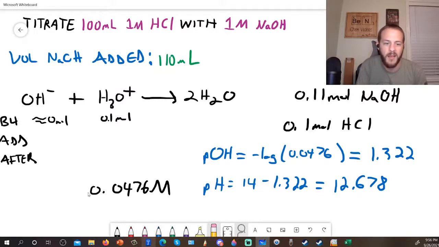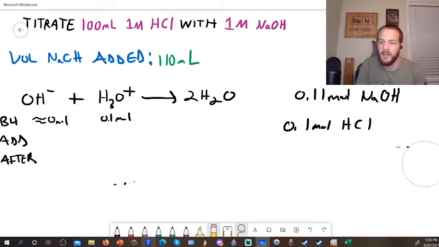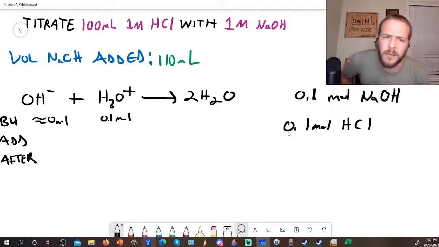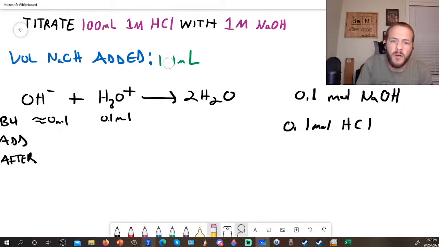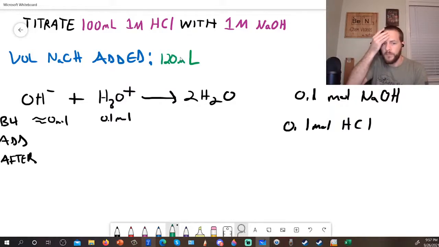Okay. Let's see. All right. So I think I'm going to run through these calculations a little bit more quickly. Do some more math in my head here because we've done these calculations over and over and over again. Let me change this real quick. So instead of 110 milliliters, it's now 120 milliliters, right? So 120 milliliters of 1 molar sodium hydroxide. I'm just going to do the math in my head.